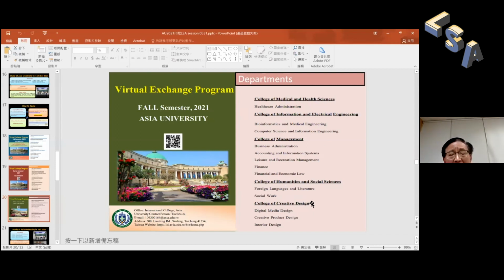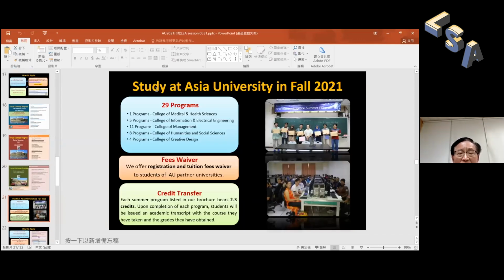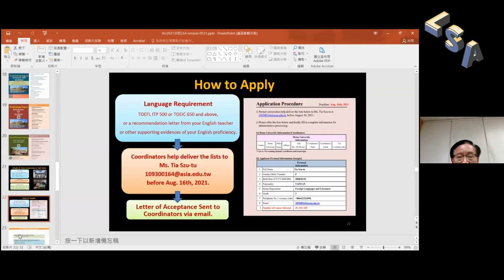And I believe I did send one brochure to Dr. Yao Hu and also to ITS. So if your students are interested in our virtual exchange program, you are more than welcome. For this 4th semester, we have altogether 29 programs. Again, we offer a fee waiver, in other words, no charge, except for 3 special programs, which are PhD programs, that we do charge. If you read our brochure, you will see the 3 charged programs. And this is how to apply. I think you can read all this information in our brochure.